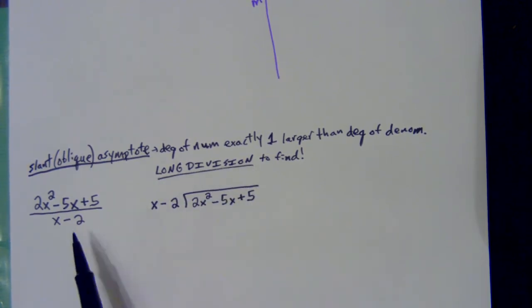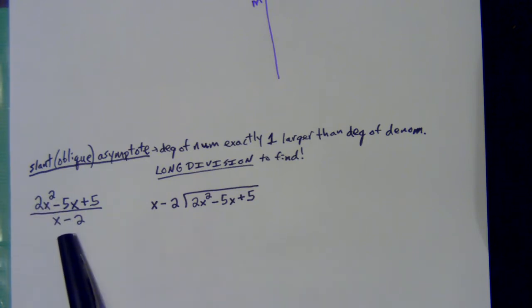Now, if you have a linear factor like this, synthetic division will work a little bit quicker, and you're welcome to use that. But long division always works, because if I have an x to the 4th over x cubed, I can't use synthetic division. You can only use synthetic division if it's a linear function.